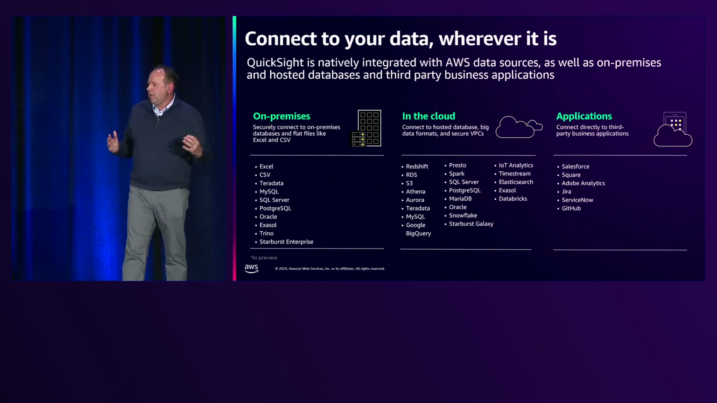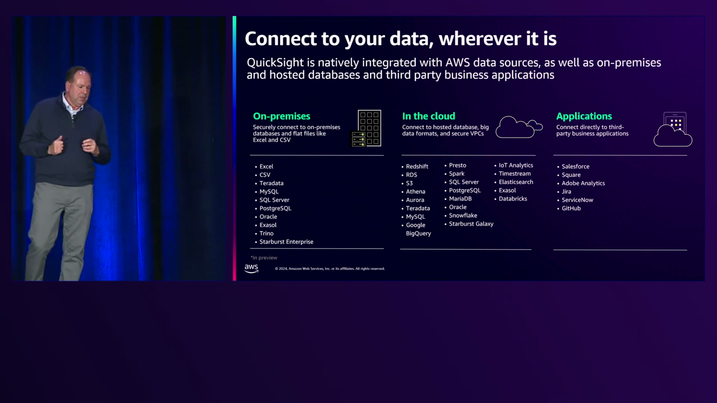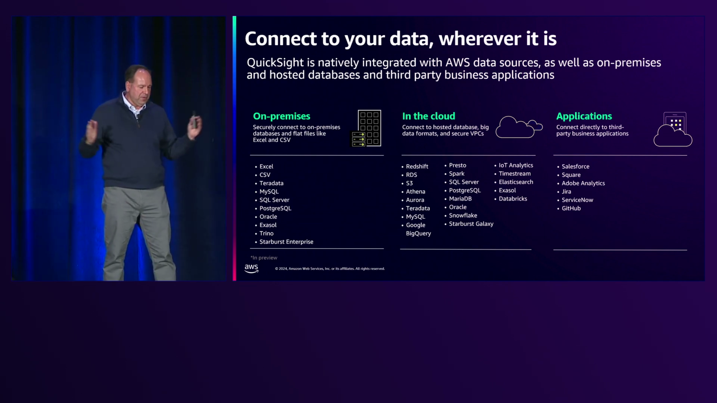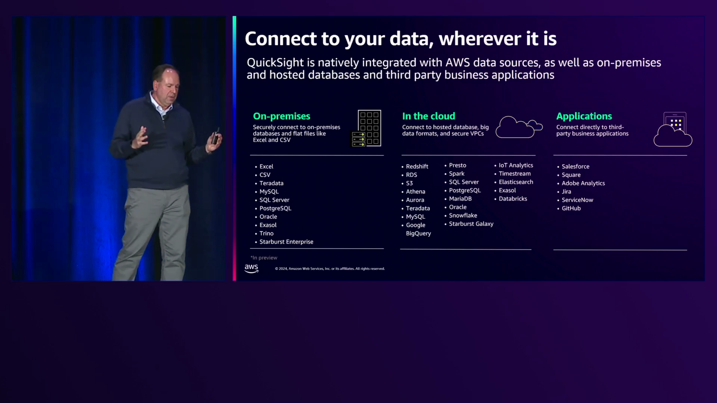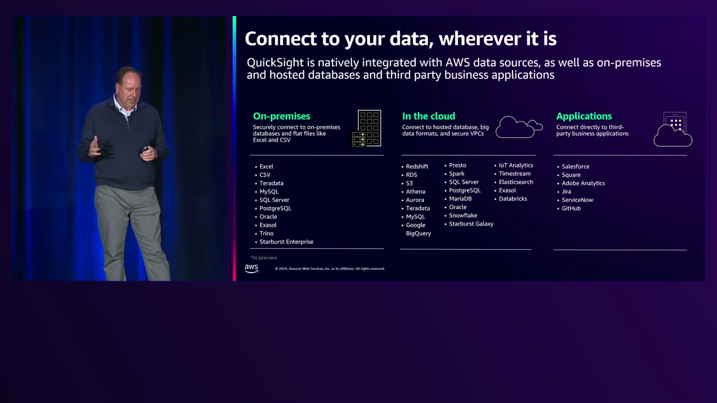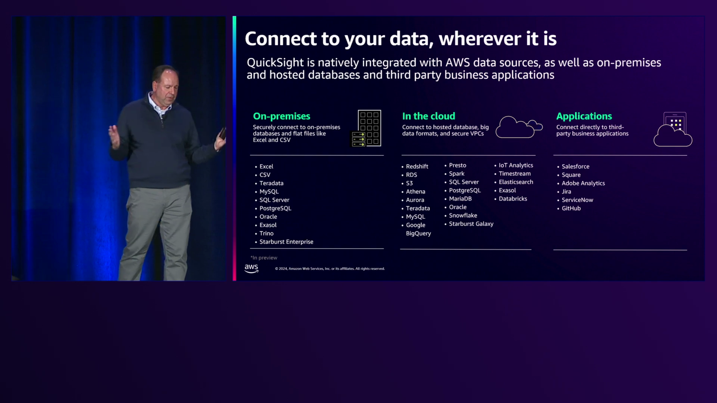And so if we start at the beginning, of course, you need to be able to connect to your data. And with QuickSight, we support connectivity to many, many different types of sources, whether those sources are on premises or in the cloud, or if they're just applications. So you can connect to Salesforce, you can connect to Adobe Analytics, Jira, and so forth.